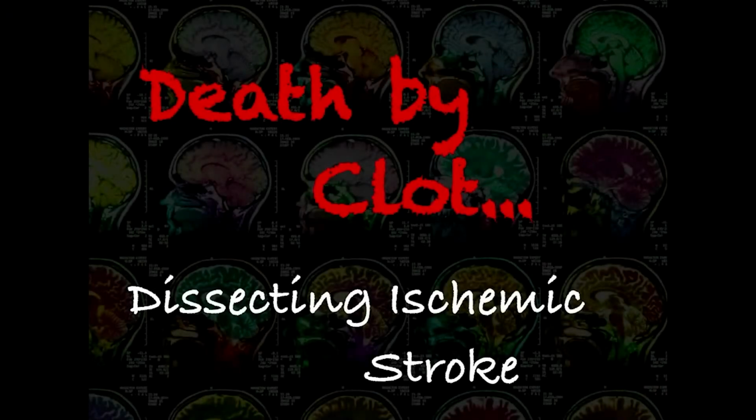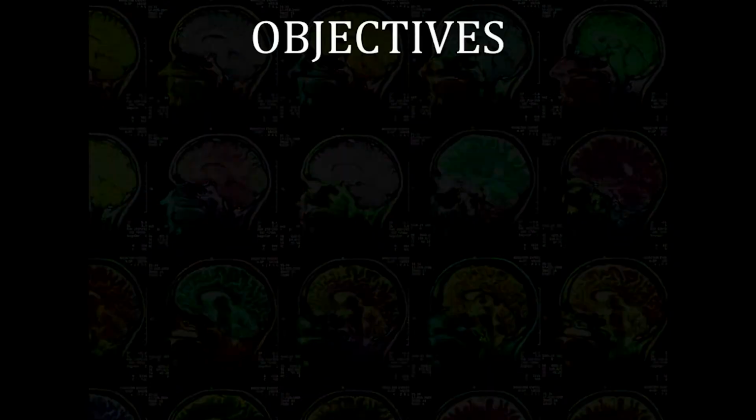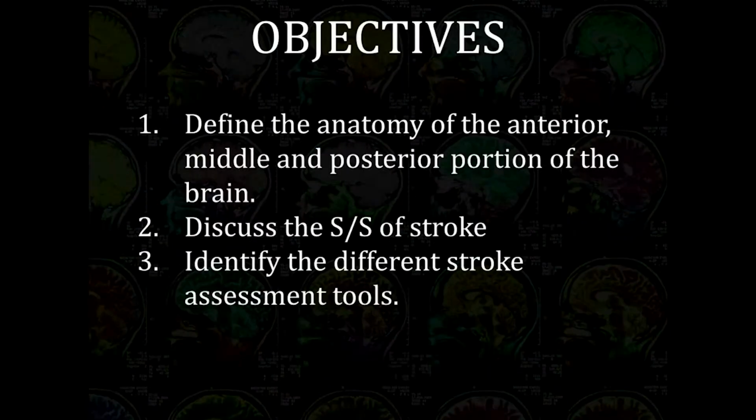Everybody, welcome to Death by Clot, Dissecting Ischemic Stroke. Objectives: we're going to define the anatomy of the anterior, the middle, and the posterior portion of the brain. We're going to discuss the signs and symptoms of ischemic stroke, focusing on thrombotic and embolic strokes, and identify the different stroke assessment tools with a focus on pharmacology.